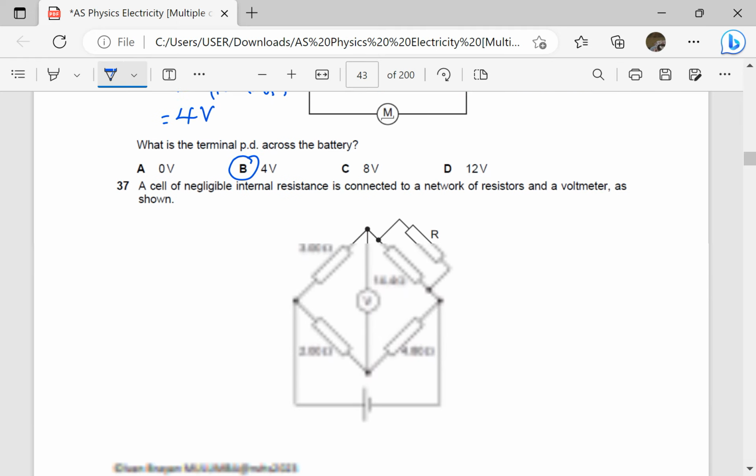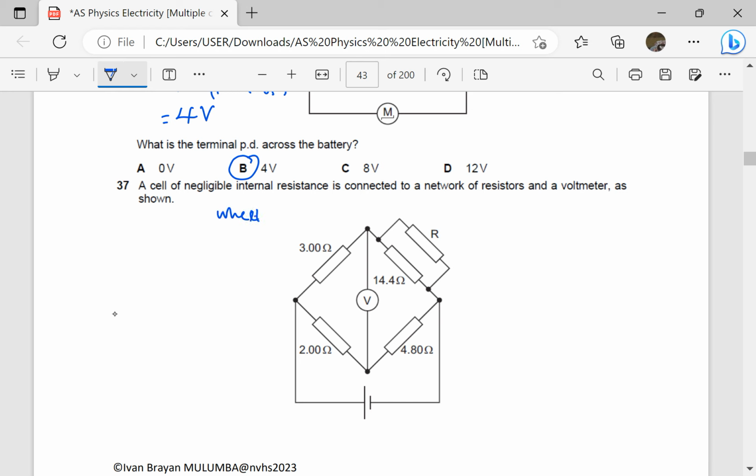A cell of negligible internal resistance is connected to a network of resistors and a voltmeter as shown. You notice that this is a Wheatstone bridge.